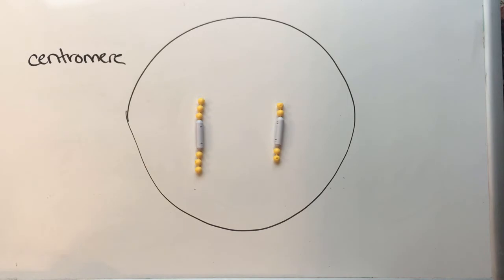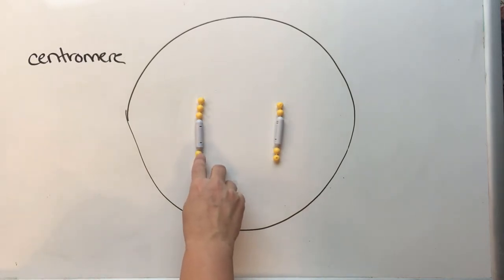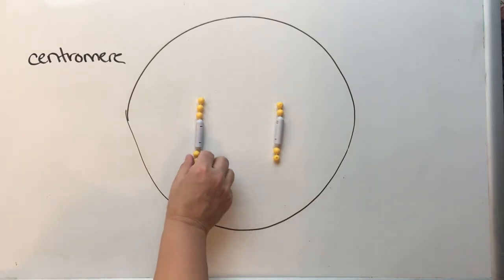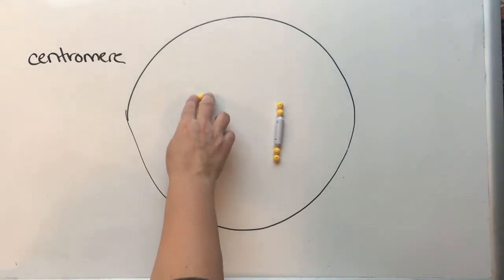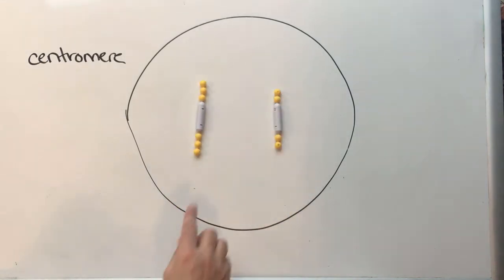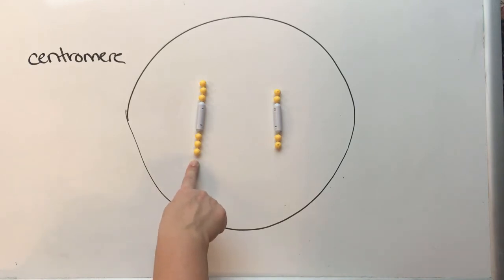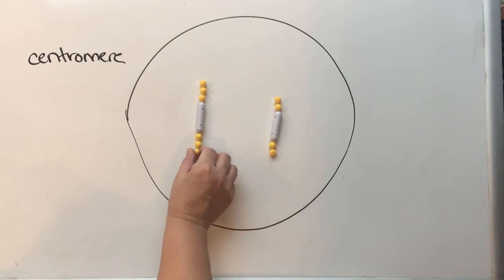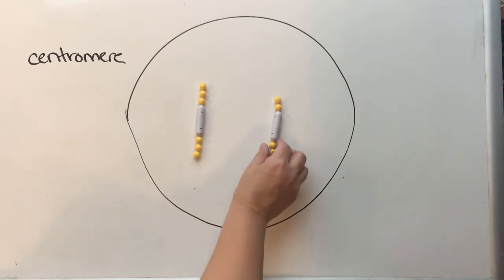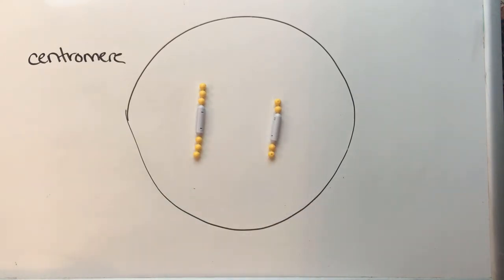Now, in a real chromosome, there's not just 3 genes. There would be thousands of genes on a chromosome. But chromosomes are named for how long they are. So chromosome 1 would be longer than chromosome 2, and that's how we've set it up here. We have chromosome 1 slightly longer and chromosome 2 a little bit shorter.